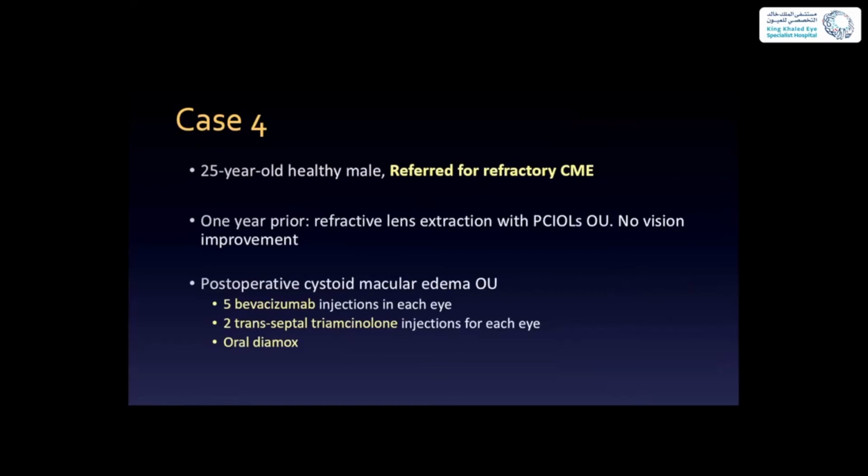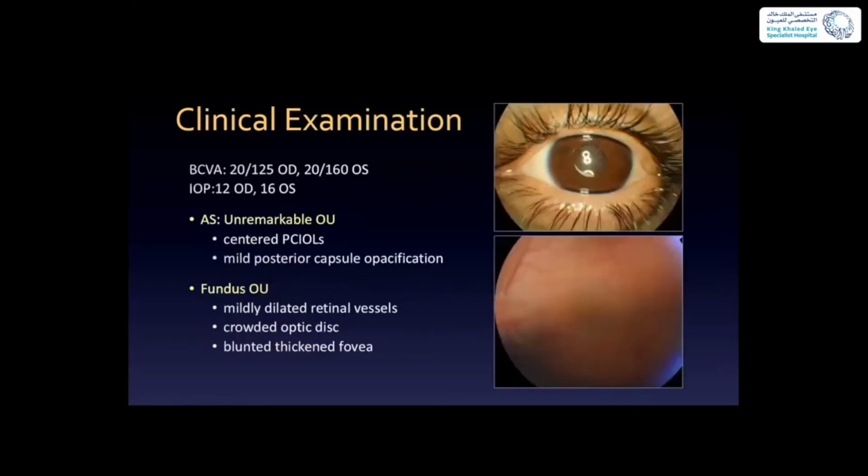On the clinical examination, visual acuity in the right eye was 20/125, and in the left eye was 20/160. His anterior segment was unremarkable. He had PCIOLs with some posterior capsular opacification, and his fundus showed a flat retina with mildly dilated vessels and a kind of crowded disc, and a blunted but thickened fovea.